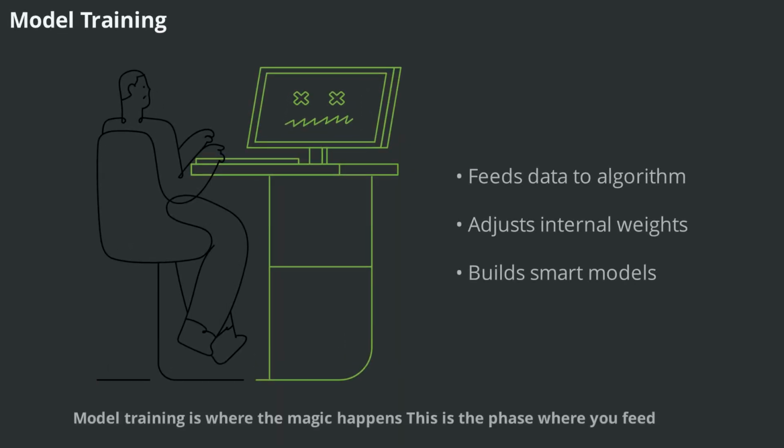Model training is where the magic happens. This is the phase where you feed your training data into your chosen ML algorithm. The algorithm runs over and over, adjusting its internal mathematical weights until it can successfully look at the features and accurately guess the target variable. Training is the heart of building a smart, capable model.